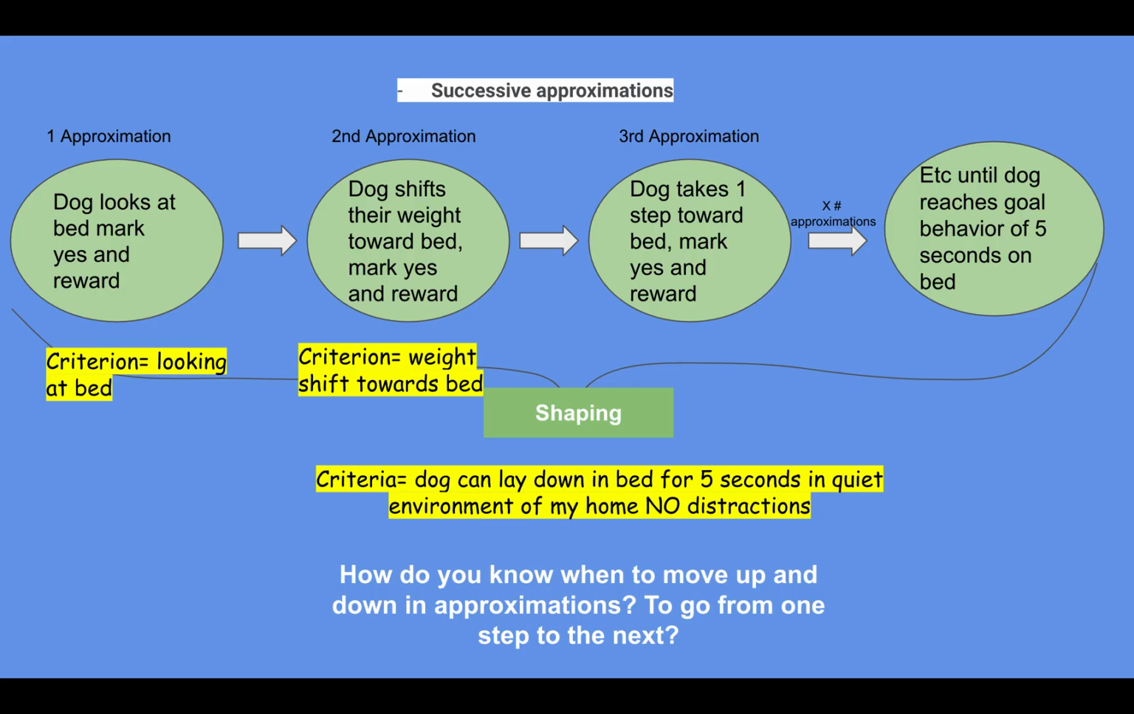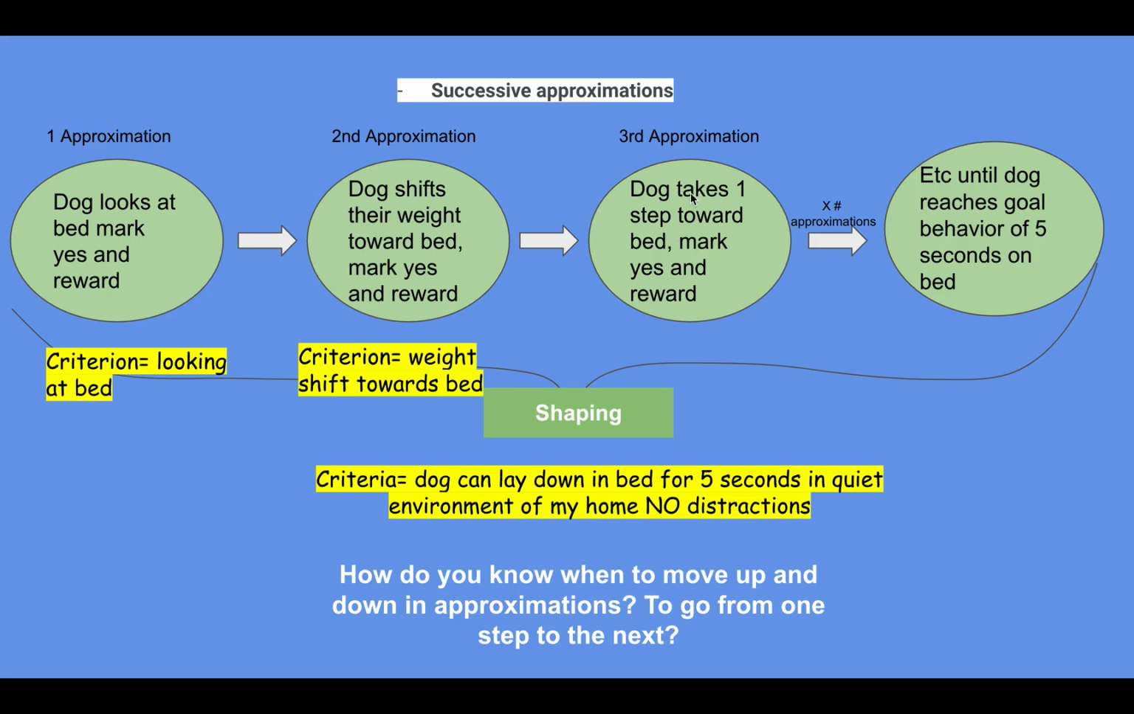So what this looks like, and this is not the most amazing diagram, but our first approximation, our dog looks at the bed and we mark yes and reward. The second approximation, maybe our dog thinks about going towards the bed and they sort of lean towards it. We mark yes and reward. This is how small your approximations can be. Now, if your dog's really starting to get it and they're going right in their bed, then you reward for those things, right? But I just want you to get an idea of how small and tiny you can break these things up.